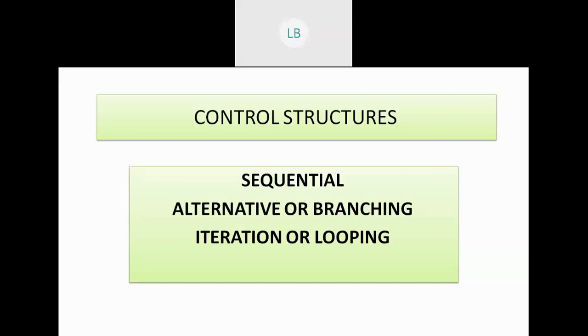And in some situations, we may need to execute a set of statements repeatedly, multiple times. It is called iteration or looping. So, a program statement that causes a jump of control from one part of the program to another is called a control structure or control statement.